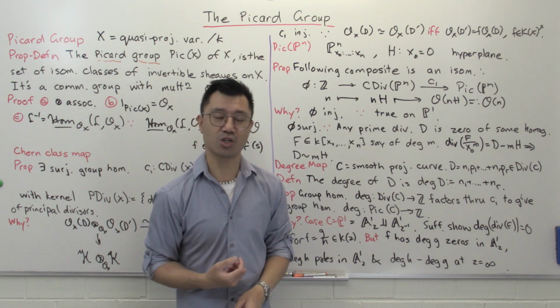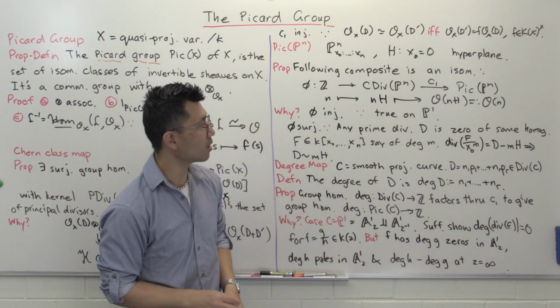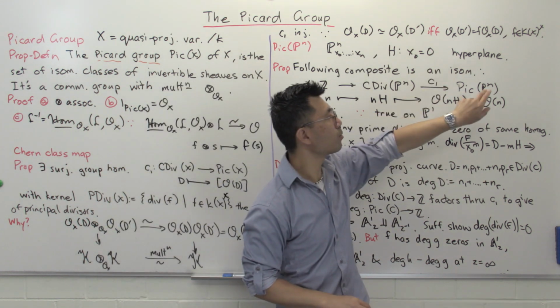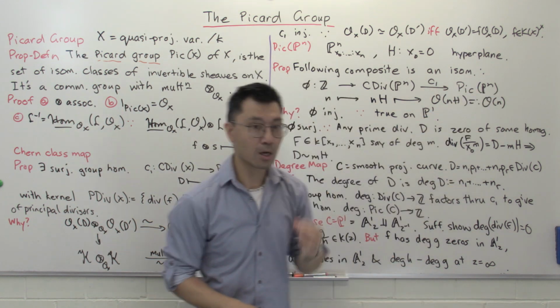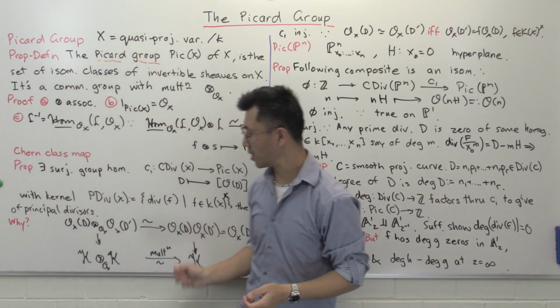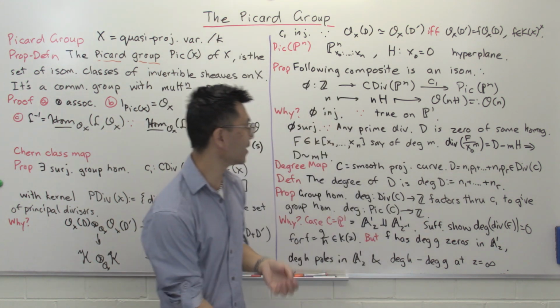And the only other thing that you need to do now is to show surjectivity. So basically any invertible sheaf that you have here is actually isomorphic to one of this form. So let me show you how to do that, and we'll use the setup that we have here as well to do that.